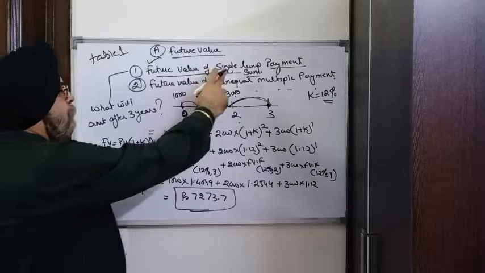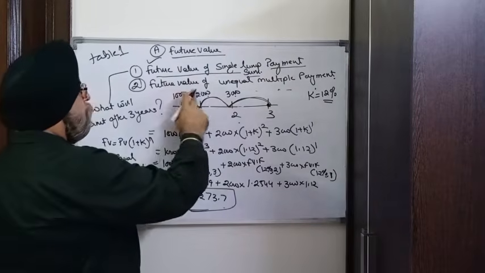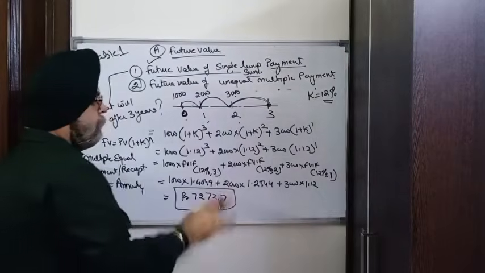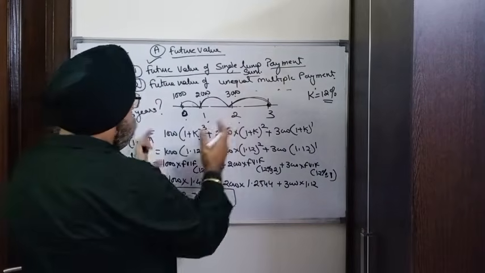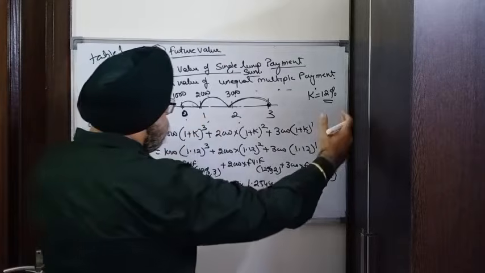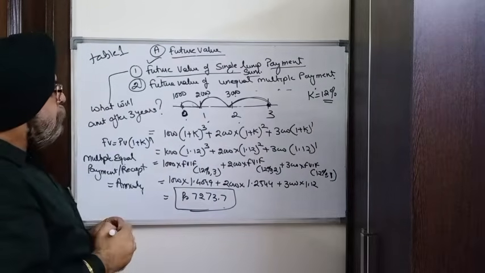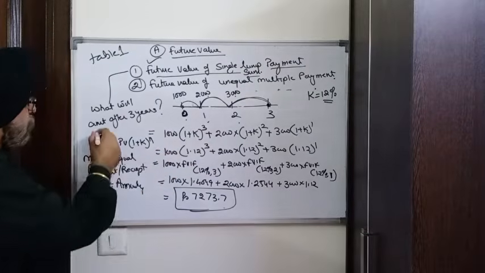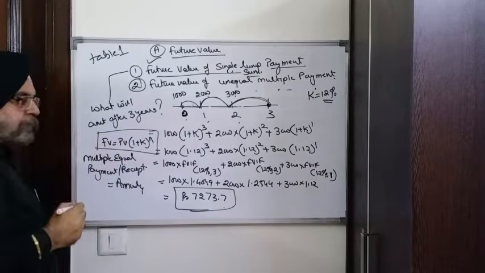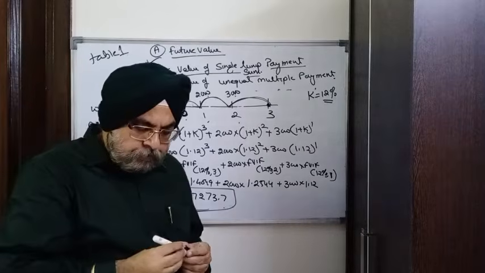Future value of a single lump sum payment and future value of unequal multiple payments: the calculations are similar. Only in multiple payments we calculate individually and then add them up, whereas in single we only do this part. The formula is FV equals PV into (1 plus K) raised to power N.